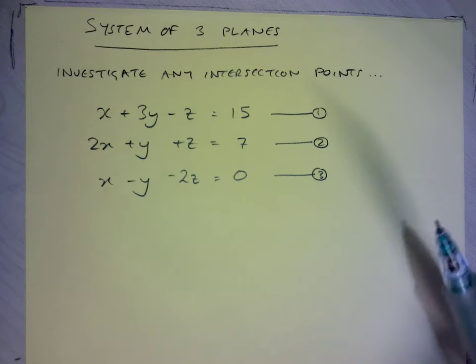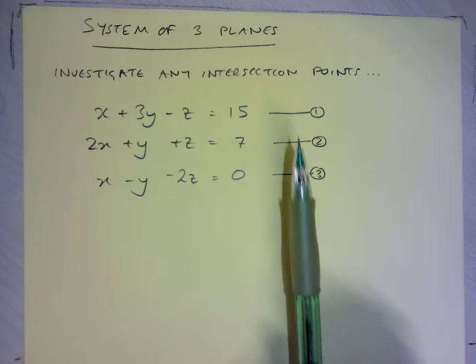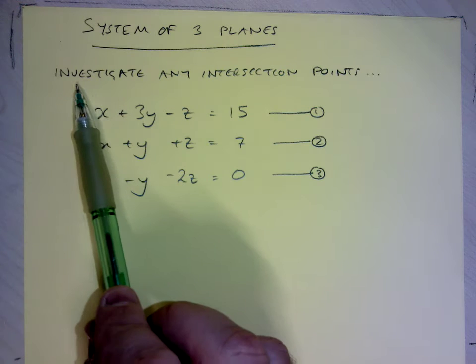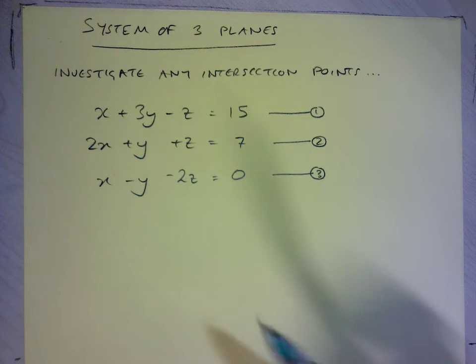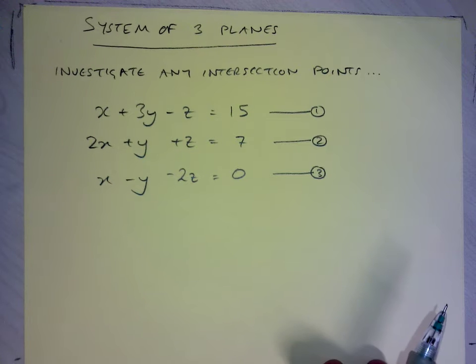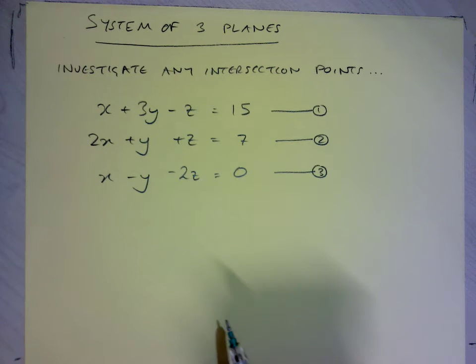Okay, in this example, I'm going to investigate a system of three planes defined by these equations here. And I'm going to start to look for any intersection points. I believe they might intersect at a single point. I might not be sure, but I'm going to set out to see if I can find out what's happening.